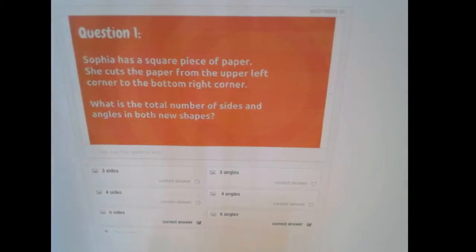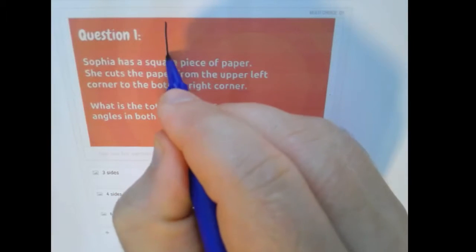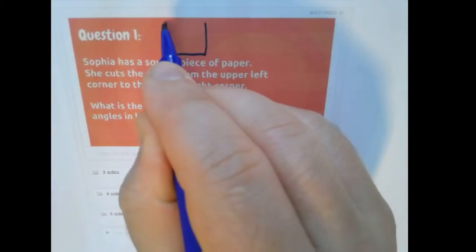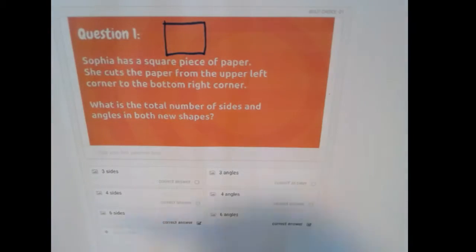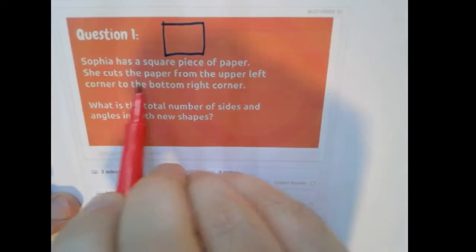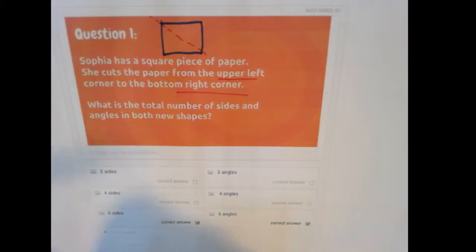Here we have a story where Sophia has a square piece of paper and she cuts the paper from the upper left corner to the bottom right corner. So if we were to picture that, here's a square piece of paper, and if she cut it from the upper left corner to the bottom right corner, what kind of shapes would we have?